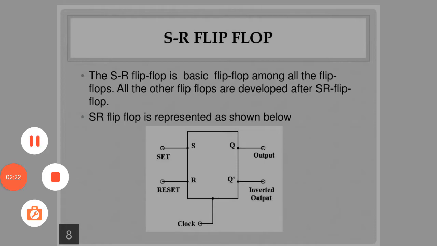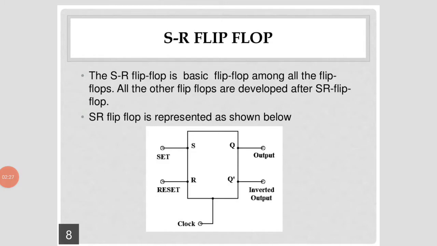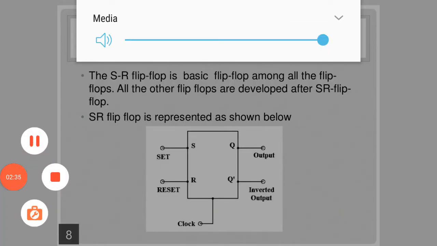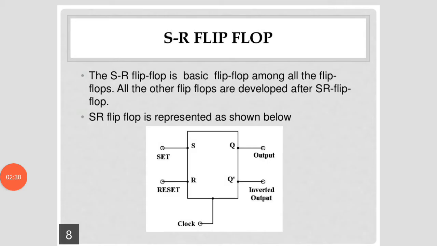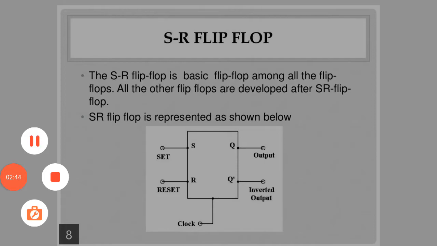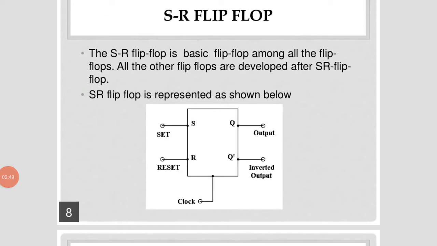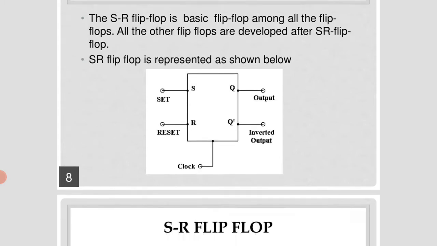In the SR flip-flop, the output is denoted by Q and Q bar. Q is the output and Q bar is the inverted output. The clock is given to the flip-flop. The SR flip-flop is basically the first flip-flop among all the flip-flops. All the other flip-flops are developed after the SR flip-flop. The SR flip-flop is represented as in the given slide. We see in the slide there is a flip-flop with S and R inputs, Q and Q bar outputs, and the clock is given to the SR flip-flop.